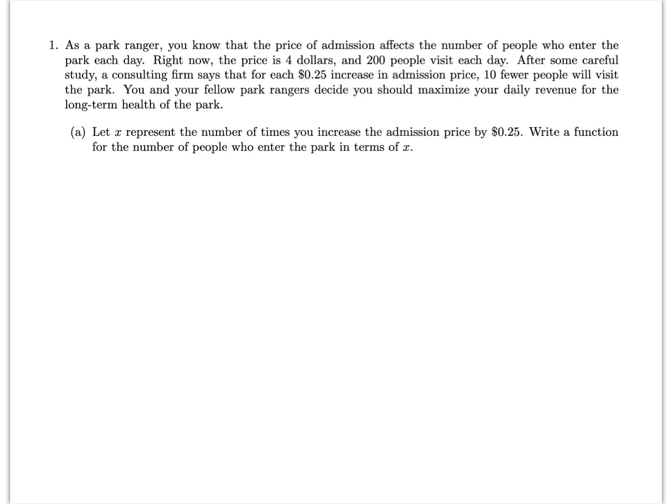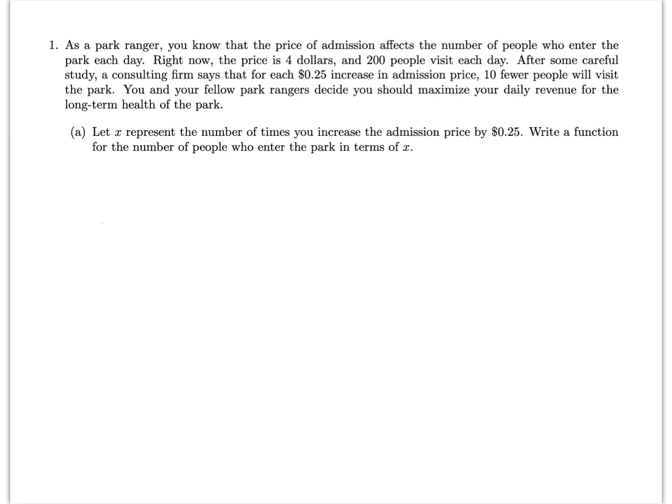You're a park ranger, and you know that the price of admission affects the number of people who enter the park each day. So right now, the price is $4 and 200 people visit each day. After some careful study, a consulting firm says that for each 25-cent increase in admission price, 10 fewer people will visit the park. You and your fellow park rangers decide you should maximize your daily revenue for the long-term health of the park. So we're going to let X represent the number of times you increase the admission price by 25 cents and write a function for the number of people who enter the park in terms of X.